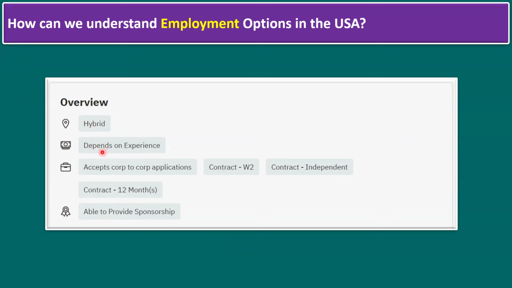The salary depends on years of experience. And the employment options we discussed now, you can find here. Accept corp to corp, C2C applications, contract W2, contract independent, which means a green card holder. Some are contracts for a certain period, like 12 months. And sometimes the organization will provide a sponsorship visa, either OPT or H1B. So I hope you understand the employment options in the United States of America.